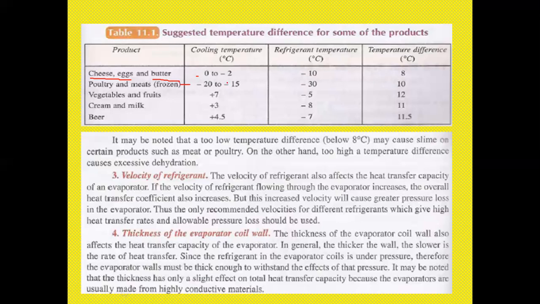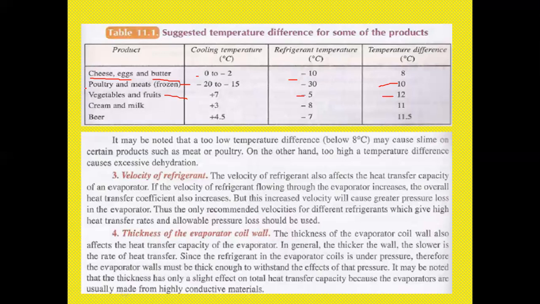Next, the cooling temperature is -20 to -15 degrees centigrade. Coming to the refrigerant temperature, -30 degrees centigrade. And what is the difference you are having? About 10 degrees. Next, coming to vegetables and fruits, the cooling temperature you are giving is 7 degrees centigrade. For this, the refrigerant temperature is -5 degrees centigrade. Therefore, the temperature difference is 12 degrees centigrade.